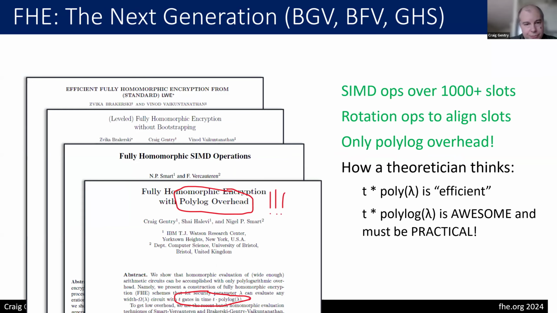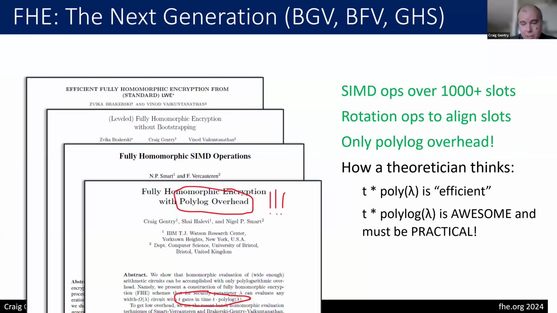Shortly thereafter, we had the second generation of FHE schemes, which allowed all sorts of performance improvements. First of all, it had SIMD operations, so you could operate in parallel on 1,000 different slots inside a single ciphertext, whereas the first scheme just assumed that there was one slot. You can use automorphisms to rotate the slots so that slots from different plaintexts align in the right way. You can do multiplications and additions, and so forth. SIMD operations and rotations are basically complete for computation, so you could do anything. And you could do all this with only overhead that's polylog in the security parameter, which is just amazing.